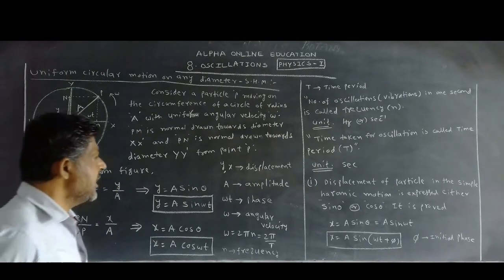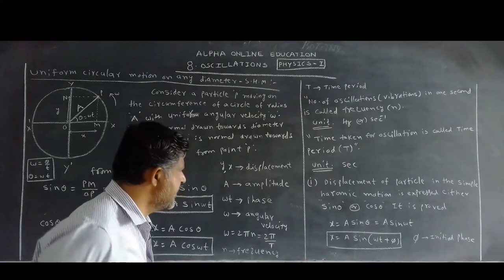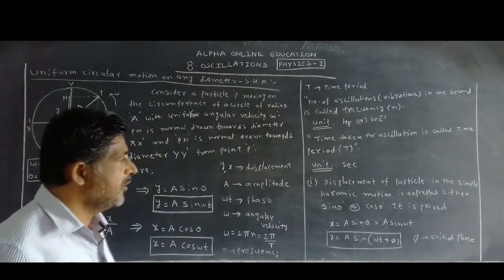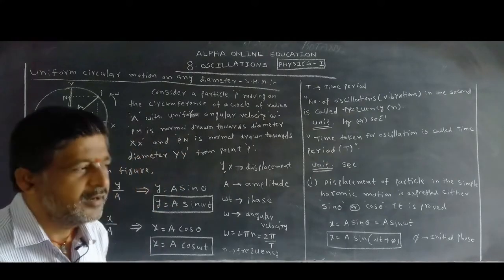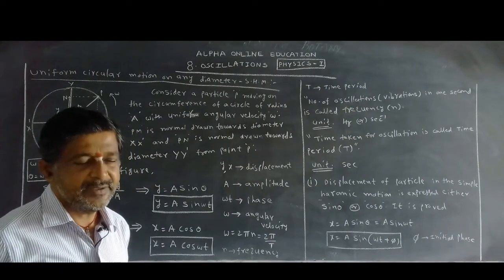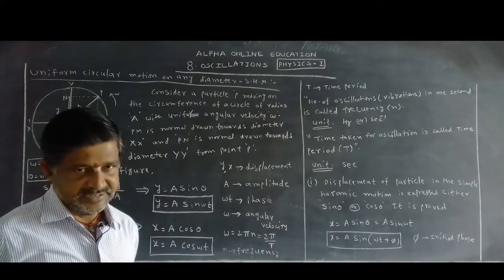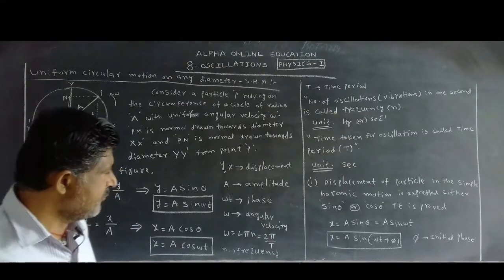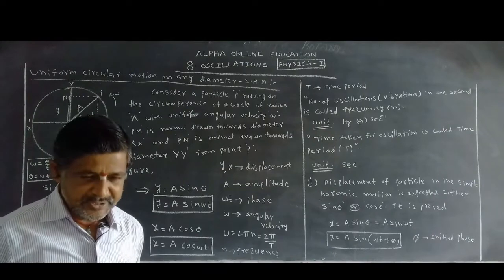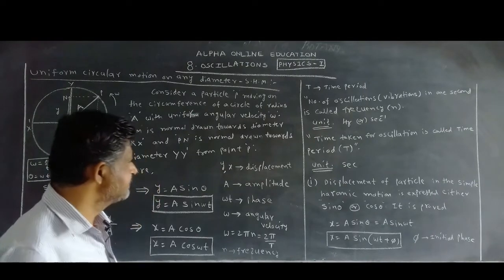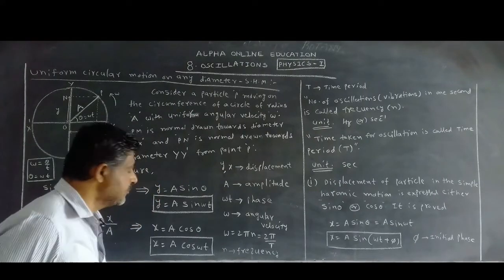Next, time period. Now, what is the time period? Time taken for one oscillation is called time period, denoted by the symbol capital T. What is the unit of the time period? Second.